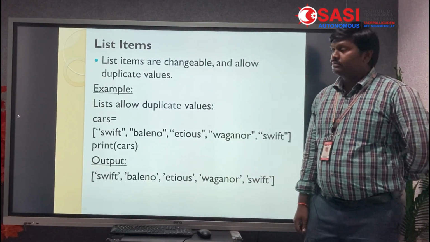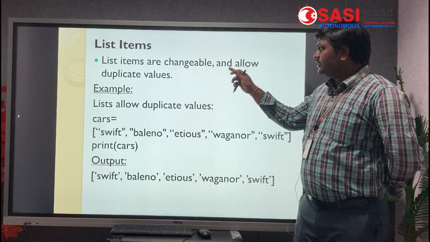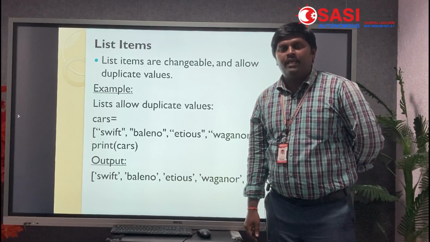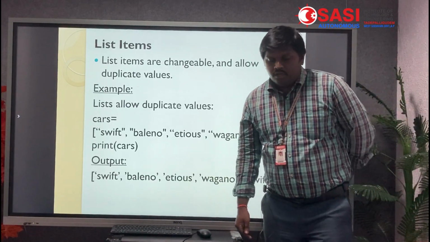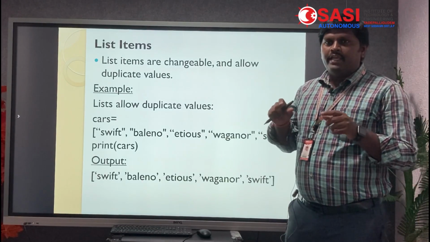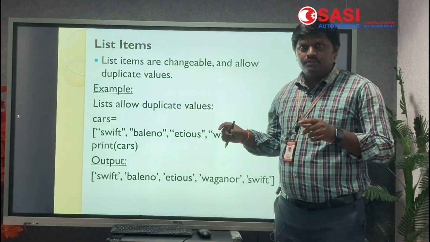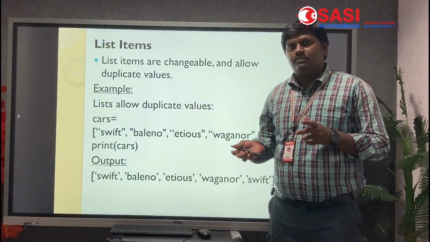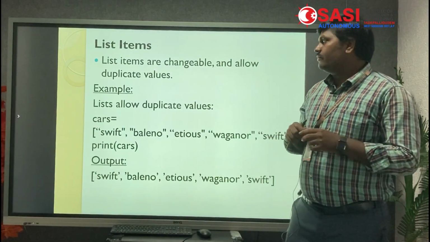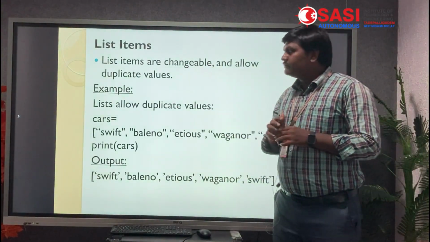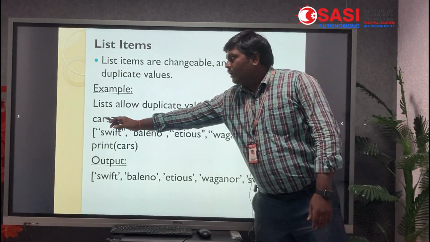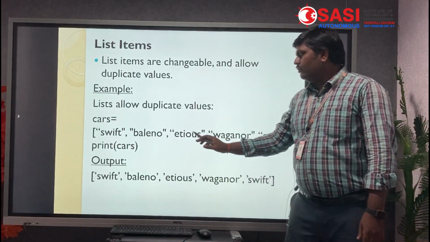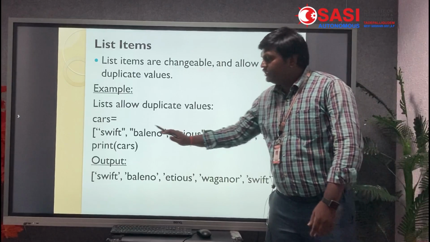List items are changeable and allow duplicate values. A list consists of a set of values. After declaring a list, we can change the list values, and duplicates are also allowed. Example of a list: cars is the list name, equals Swift, Baleno, Etios, WagonR, Swift. These are the list elements.